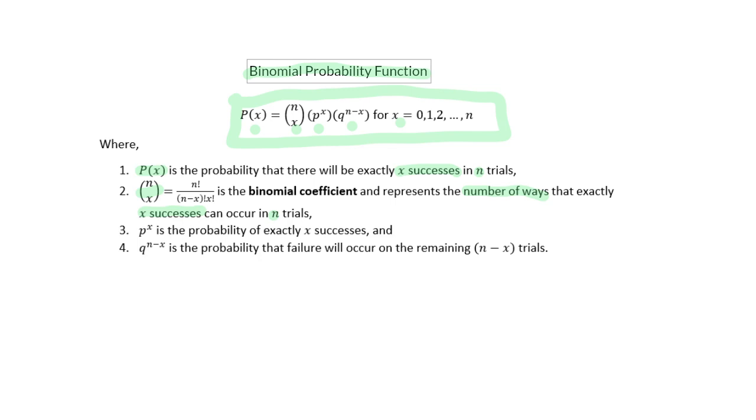To calculate this number, you should be able to see a symbol like that on your calculator. Okay? And number three, P to the power of x is the probability of exactly x successes. And finally, number four, Q to the power of n minus x is the probability that failure will occur on the remaining n minus x trials.